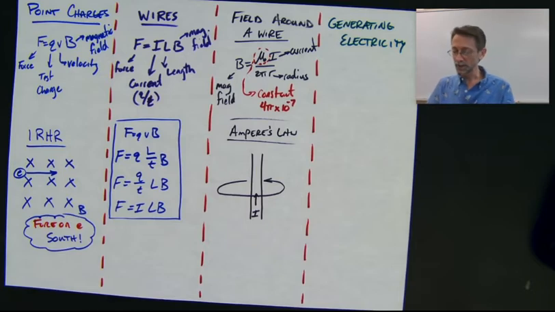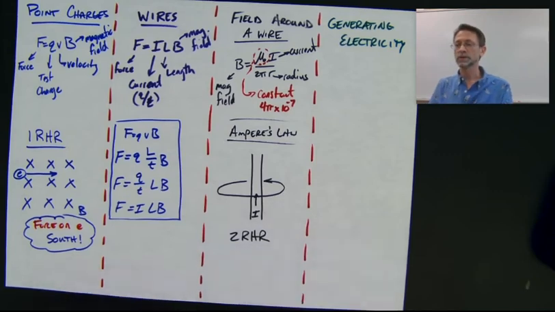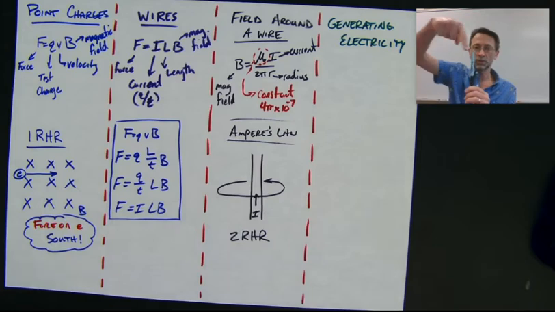Now, the way that we find the direction for this is going to be the second right-hand rule. So remember that for the second right-hand rule, our fingers still match the direction of the field. Our thumb still matches the direction of the flow of the charge, which in this case is the current. So if I have a wire where the current flows from down here to up here, I would grab the wire so that my thumb is going in the direction of the current, and my fingers curl in the direction of the magnetic field. So the magnetic field will go around the wire this way, counterclockwise.